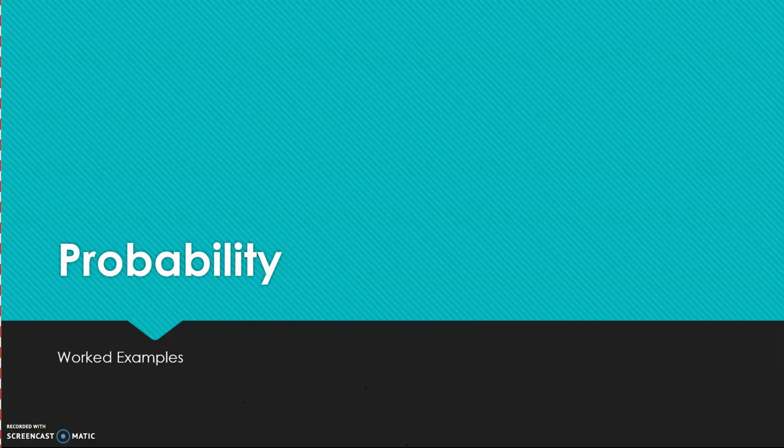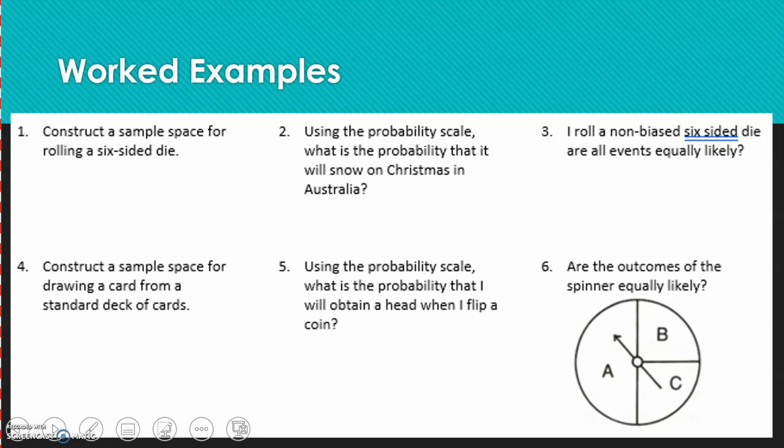This video is going to cover worked examples for probability. We have 6 worked examples to go through. Our first one is to construct the sample space for rolling a 6-sided die. So we need to list all of the possible outcomes that we can get from rolling a 6-sided die. So these are 1, 2, 3, 4, 5, and 6, and that's our sample space.